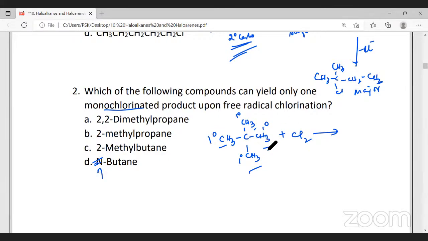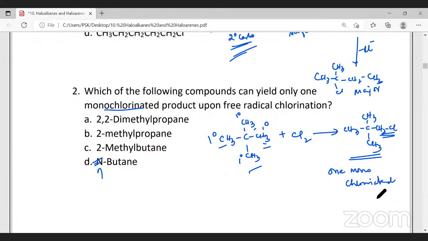I can write it like this: CH3, C, CH3, and here it will be CH2Cl, and CH3. So one of the hydrogens is replaced here by chlorine. A substitution reaction is undergoing. Similarly, anywhere the reaction is shown, the product is the same. So this is the only molecule which can show one monochlorinated product. Hence, the answer for this question is option A.